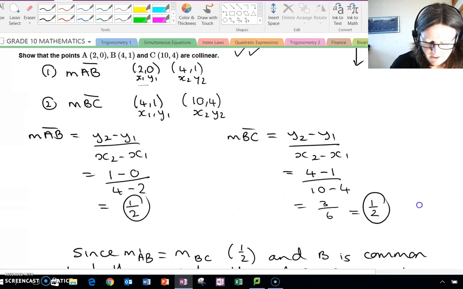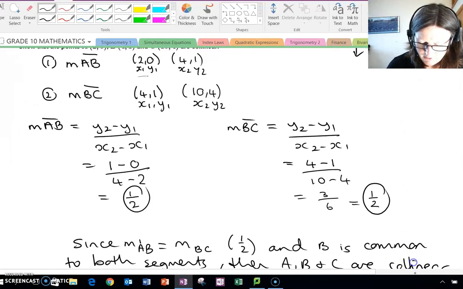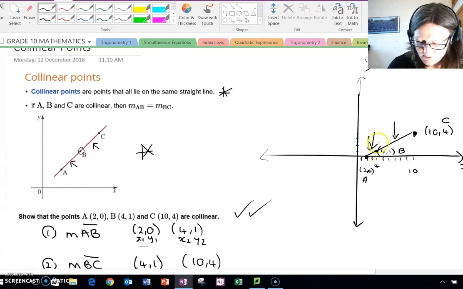So the gradients are the same of both segments. I forgot an L in there. The gradients are the same of both segments. So the gradient of this segment is the same as the gradient of this segment. And we have a point in the middle that is common, so the lines are collinear.